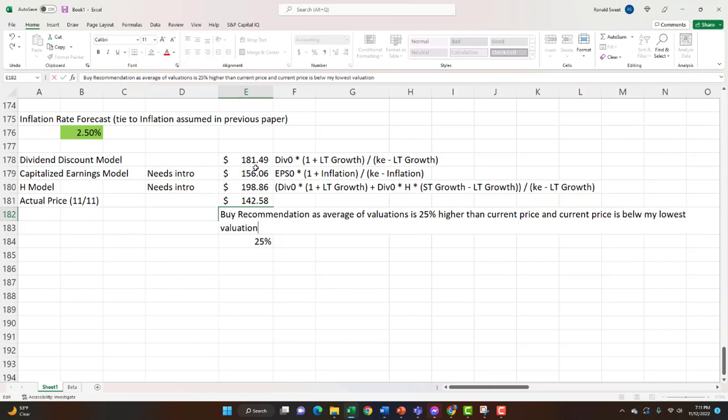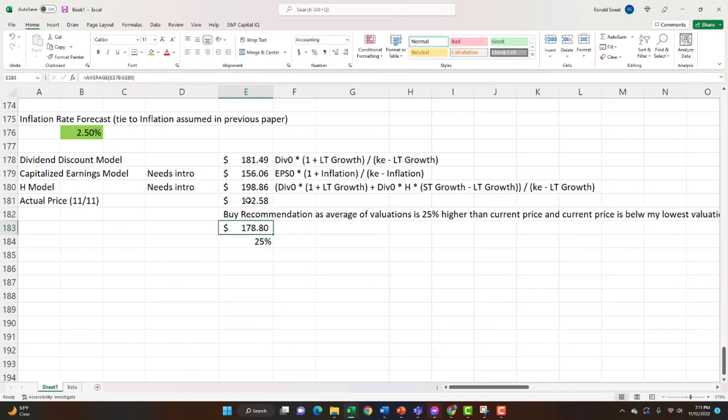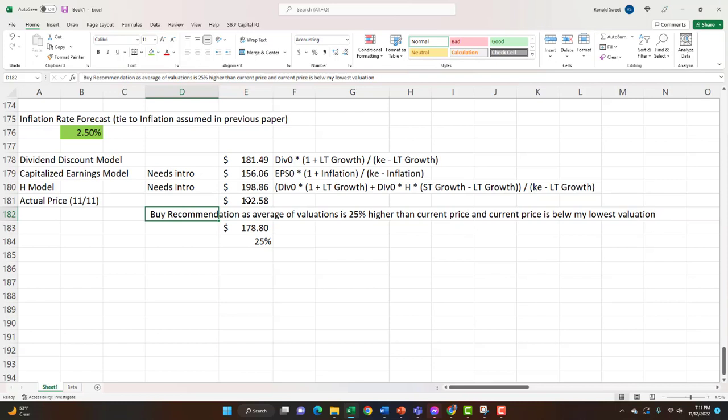You see my lowest valuation is 156.06. The stock's trading for 142.58. So that gives me more confidence that I have some protection. Now, your stock might be trading for 220. Then you might put a sell recommendation in. Or your stock might be trading for 180, real close to your valuation. Then you put a hold recommendation.